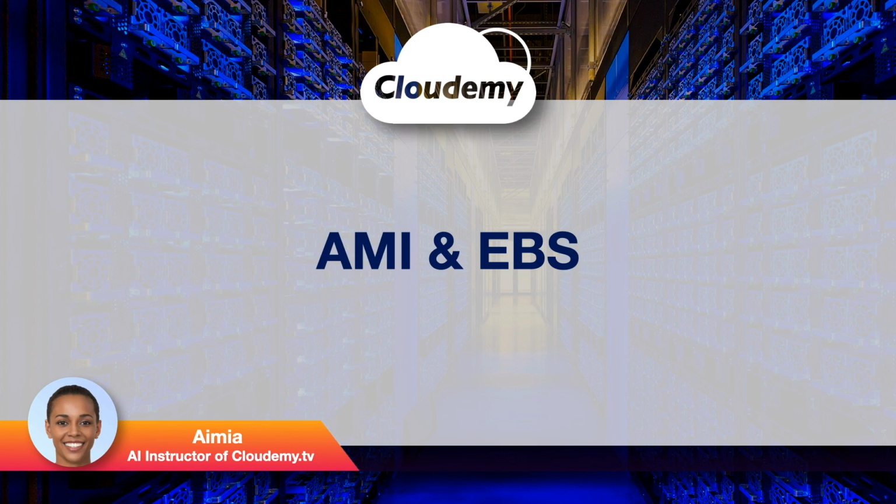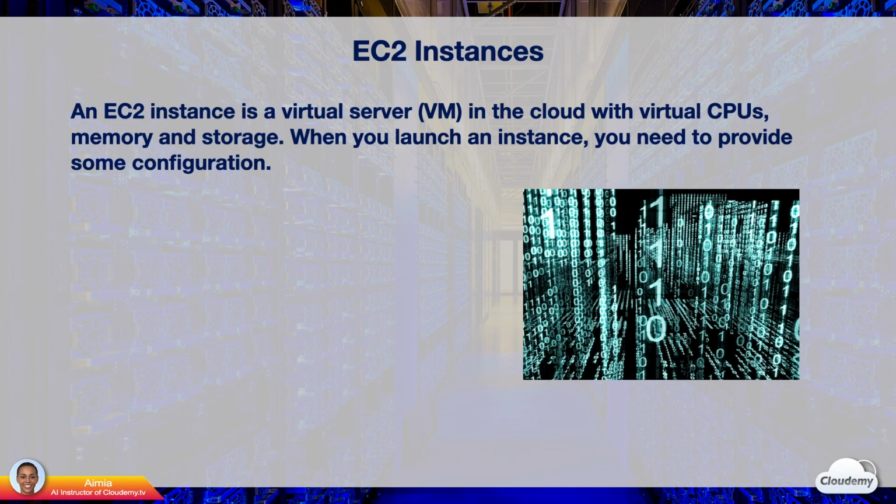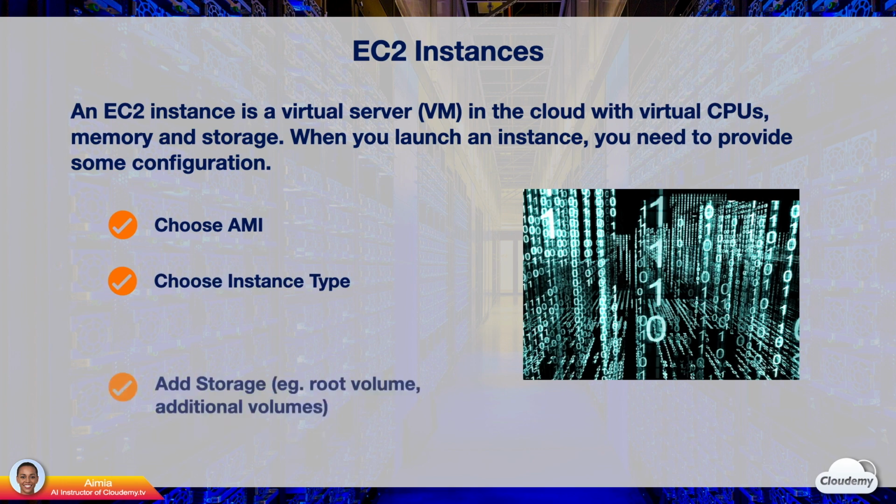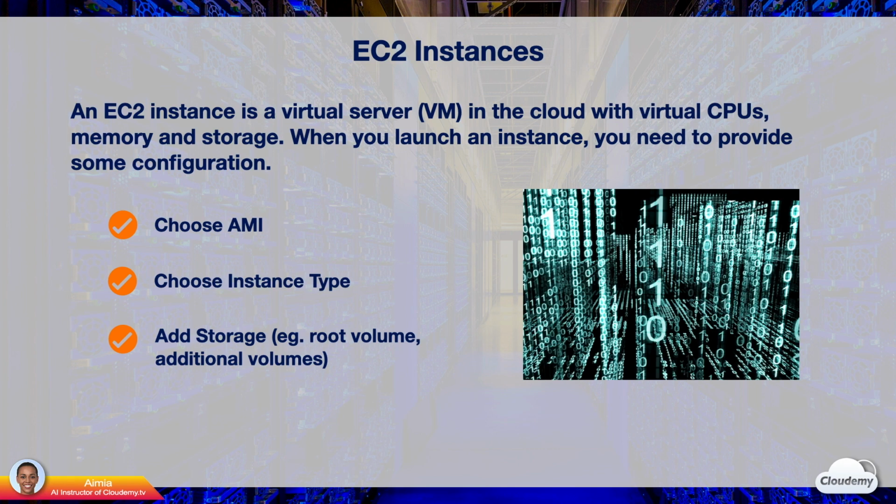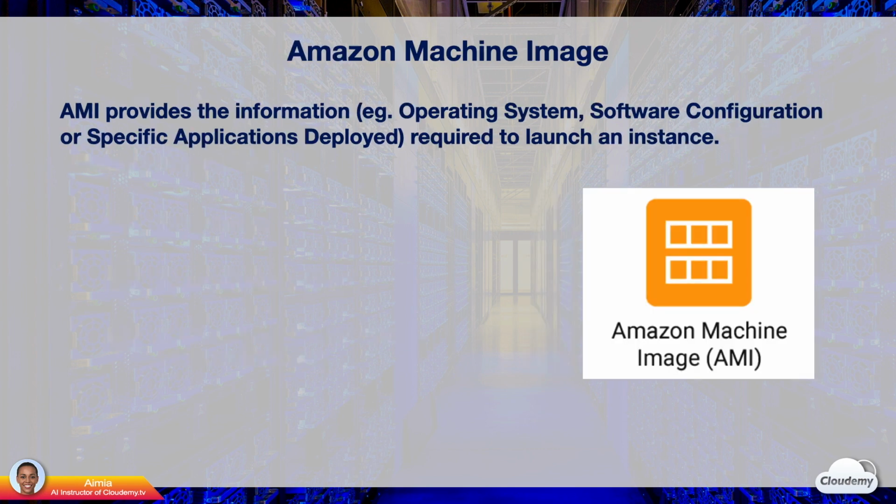In this episode, we're gonna look at Amazon Machine Image and EBS Volumes. An EC2 instance is a virtual server with virtual CPUs, memory and storage in the cloud. When you launch an instance, you need to provide some configuration. You need to choose an Amazon Machine Image or AMI. Choose an instance type with different compute resources like vCPUs and memory. You need to add storage, such as the root volume for your image to boot the instances and additional volume to store data.